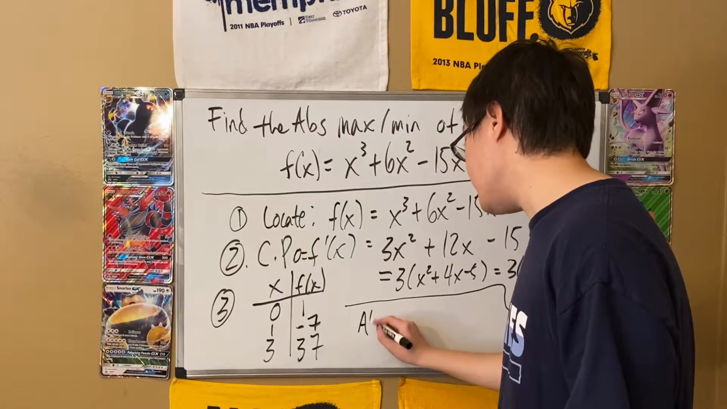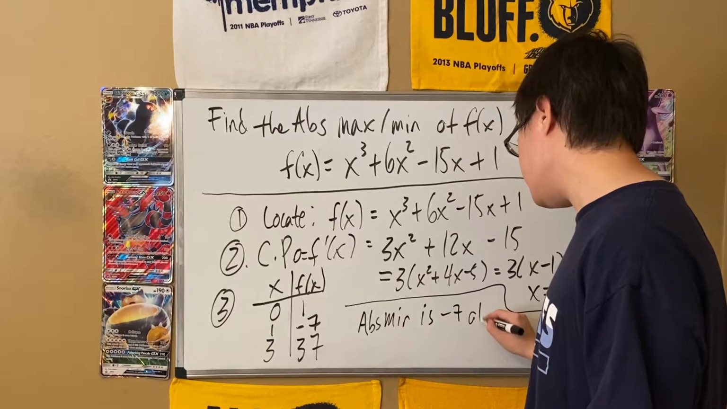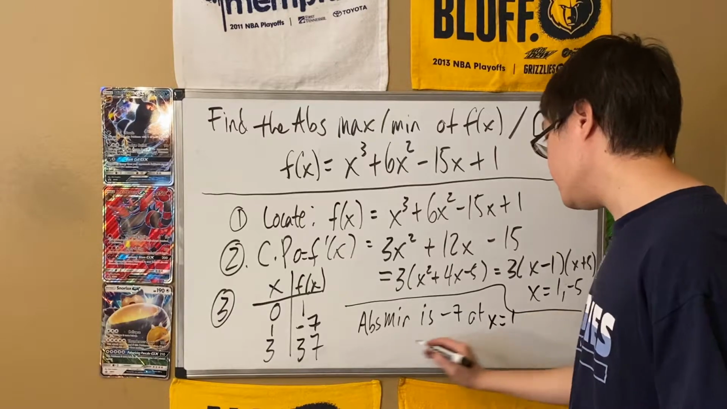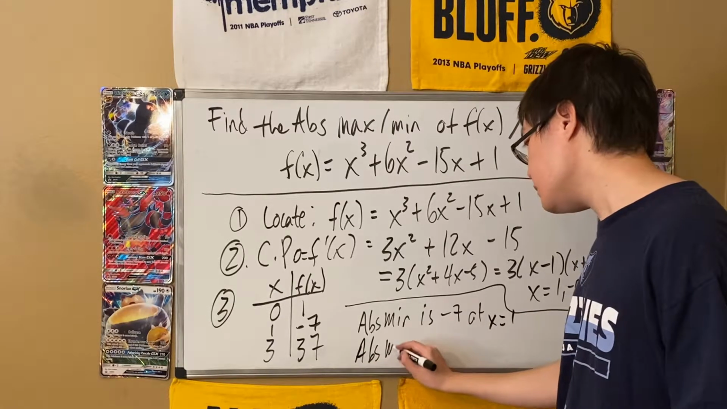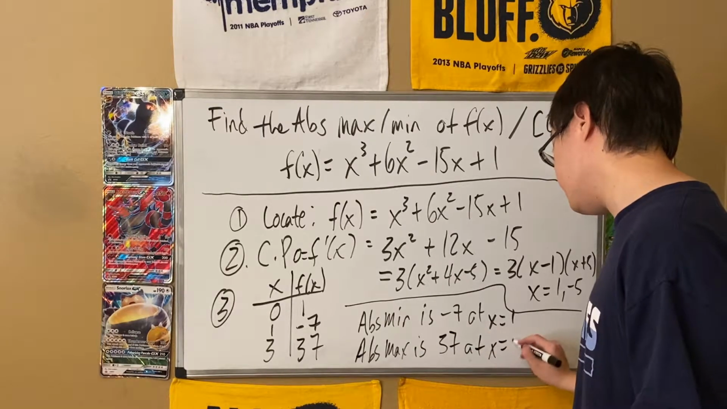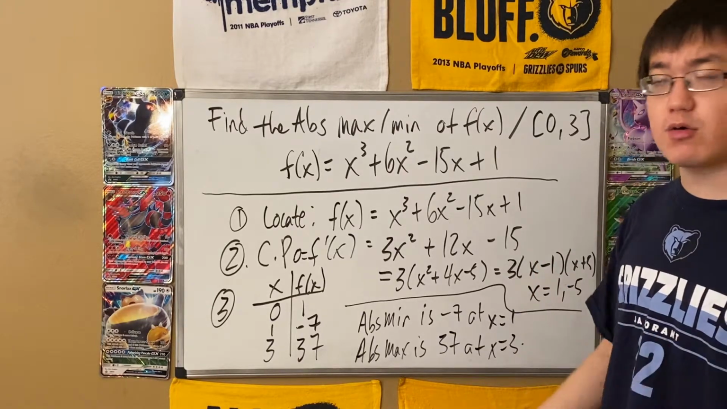So the abs min value is -7 at x is equal to 1. Basically, I like to include the x coordinate and the y coordinate. And the abs max value is 37 at x is equal to 3. So again, this is the absolute maximum and minimum process, and you're going to do this quite often.